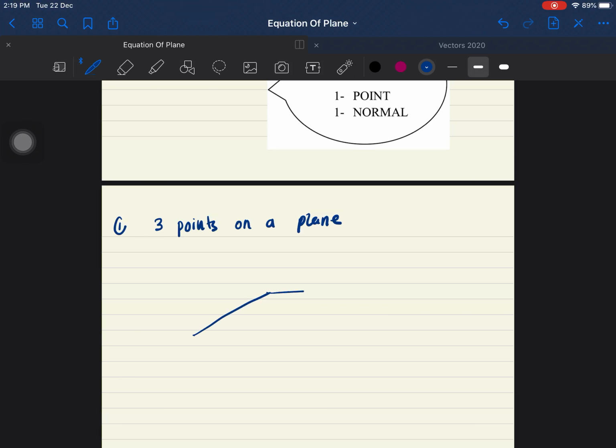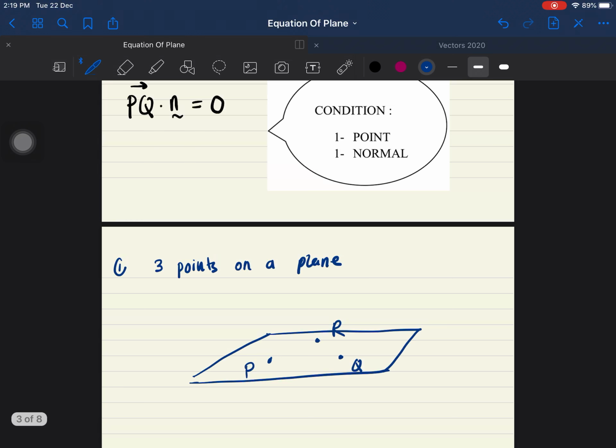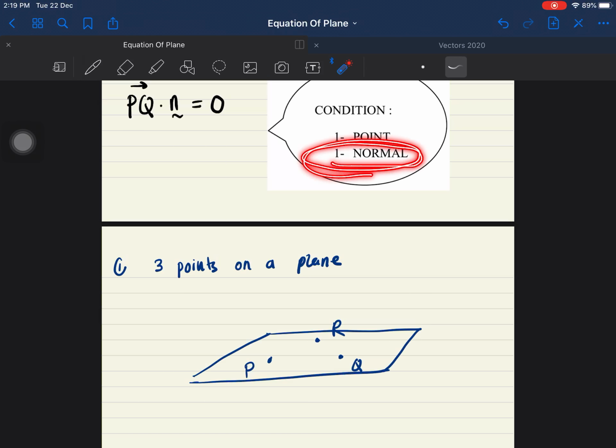Okay, so contoh you ada plane ni. So this is your plane, and dekat atas plane ni ada 3 point. Okay, it can be anywhere lah. Okay, so let's say saya labelkan ni P, ni Q, ni R, contoh. Okay, so untuk kita buat equation of plane, point mesti ada. So you tak ada masalah sebab you ada 3 point kat sini. So you can choose any of this point. Okay, now your problem is normal vector ni tak ada.